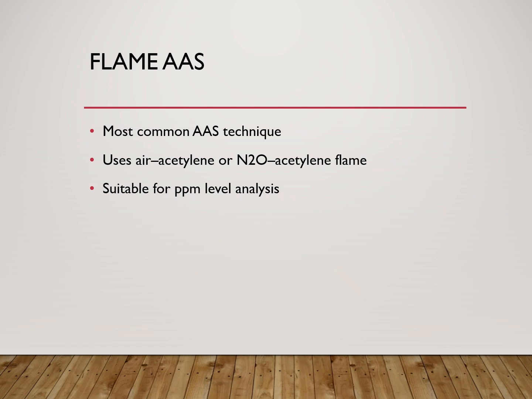Now we will discuss flame atomic absorption spectroscopy. Flame atomic absorption spectroscopy is the most commonly used form of AAS. In this technique, the sample solution is aspirated into a flame where it is atomized. It is suitable for analyzing metals at parts per million levels and is widely used due to its simplicity and speed.